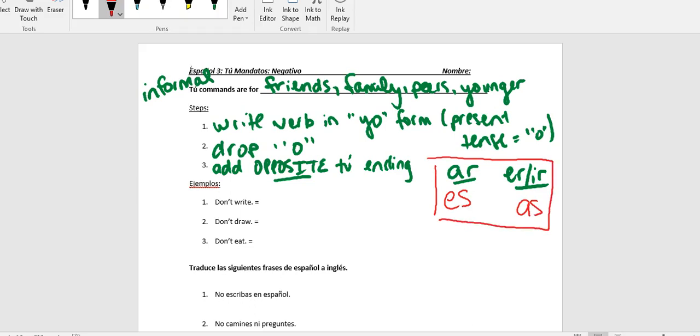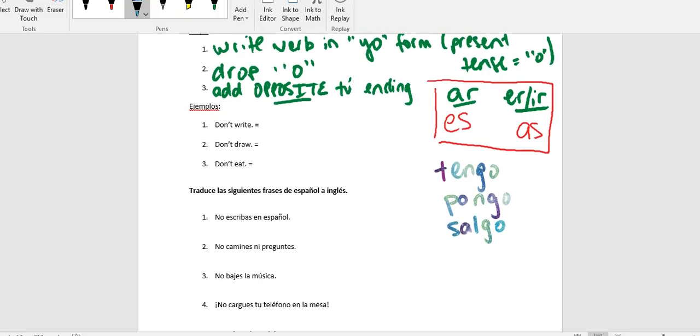And I know that some of you are thinking, well, wait a second. Why do I have to do this yo form thing first? And this is why you have to do the yo form thing first. You have verbs that are irregular in the yo form. Tengo, pongo, and salgo are only a few examples. There are 7 in total. So you have to do the yo form first because you follow the step from there. So you put in the yo form, you drop the O, and you add the opposite ending.